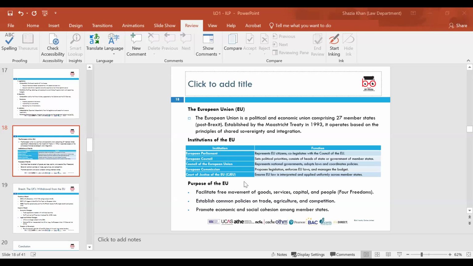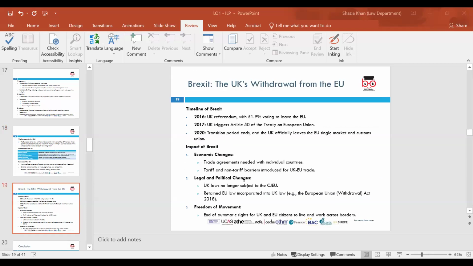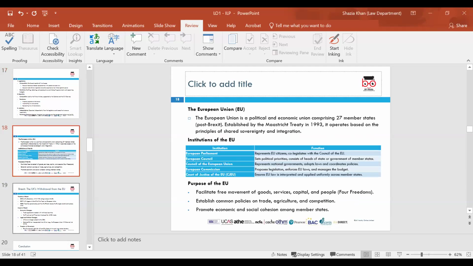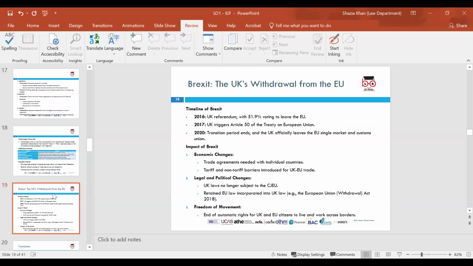So the European Union, 27 member states, and it was there to facilitate free movement. So we were allowed to travel without any restrictions, established common law, trading between each other. We're no longer allowed to do that because of the issue that we opted out. What do you think of that? Do you think it was good that we opted out of the EU?